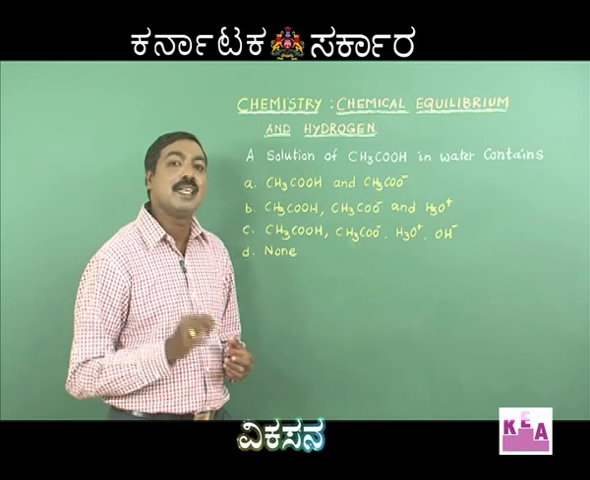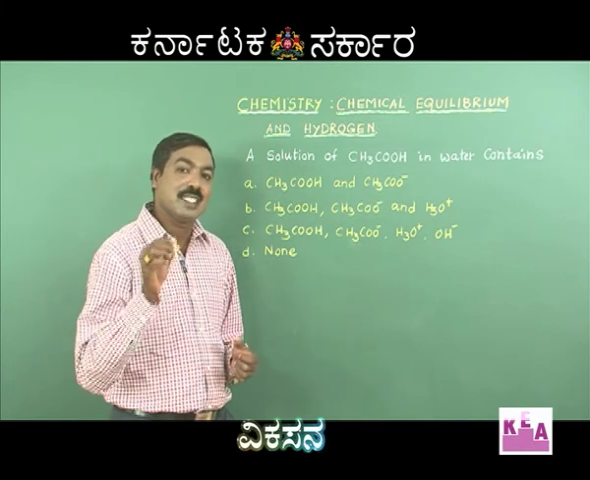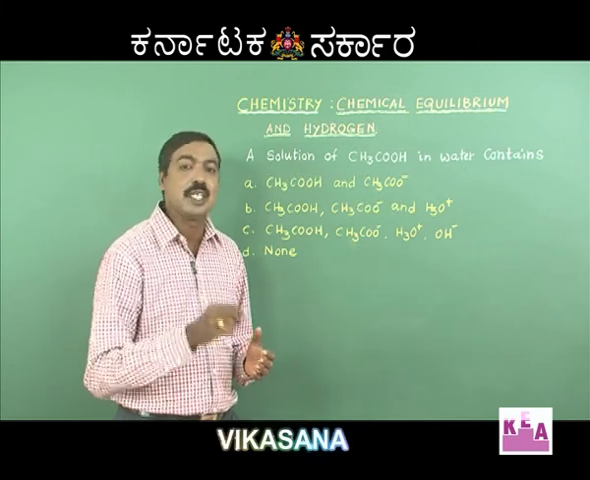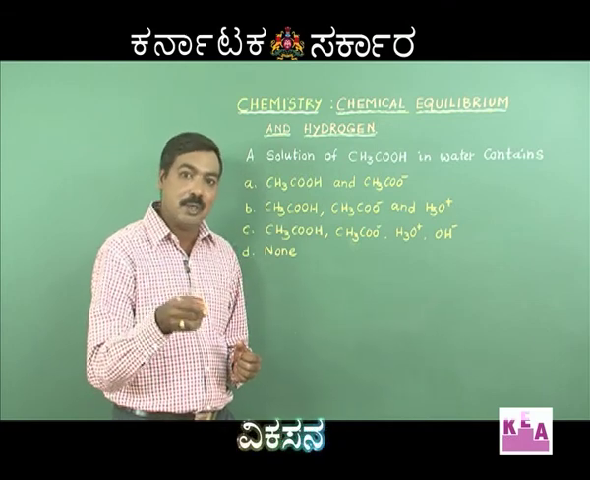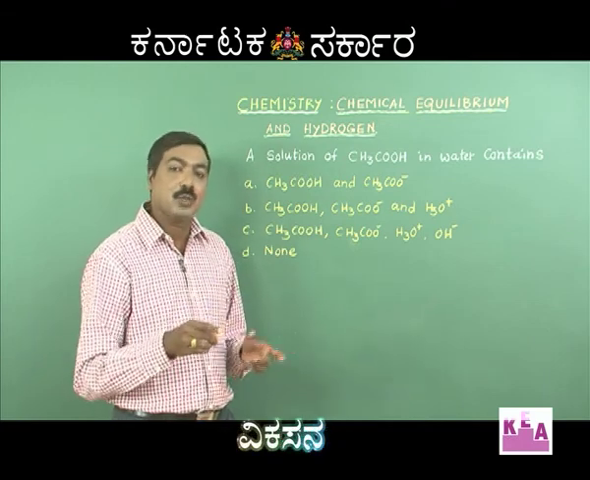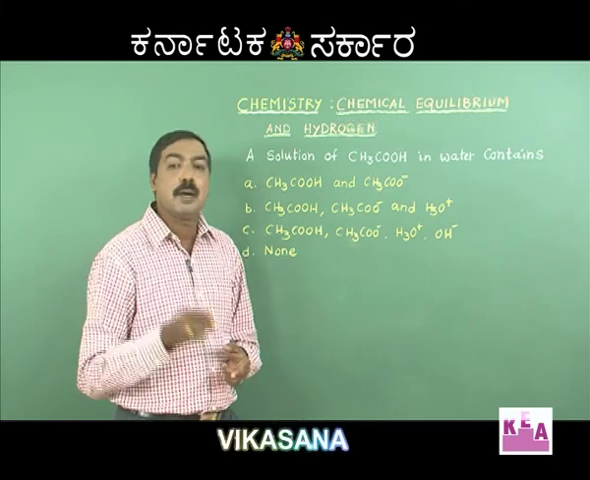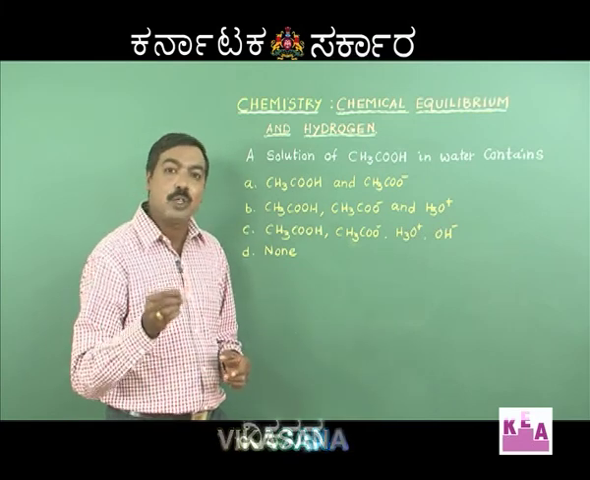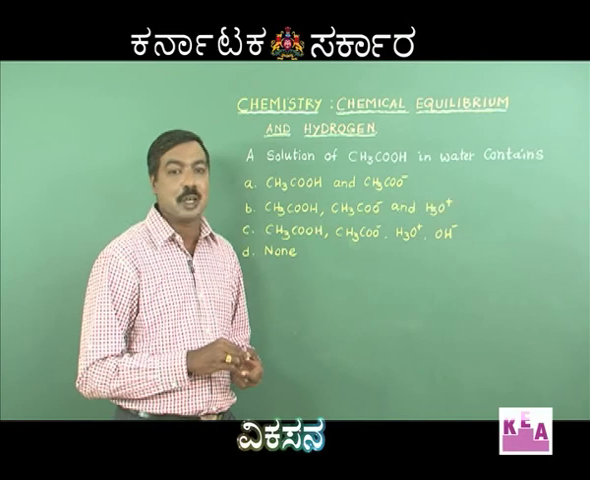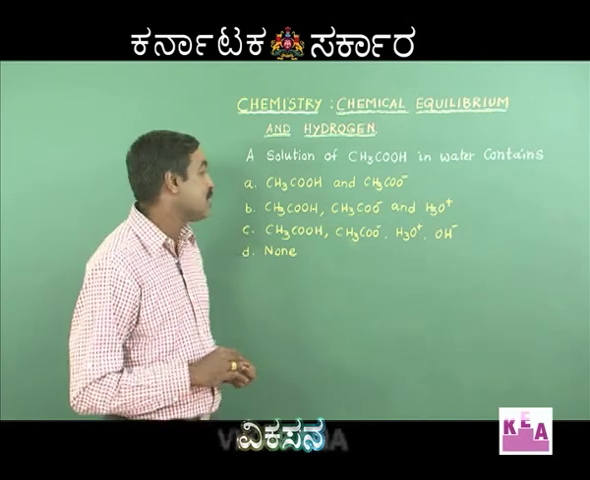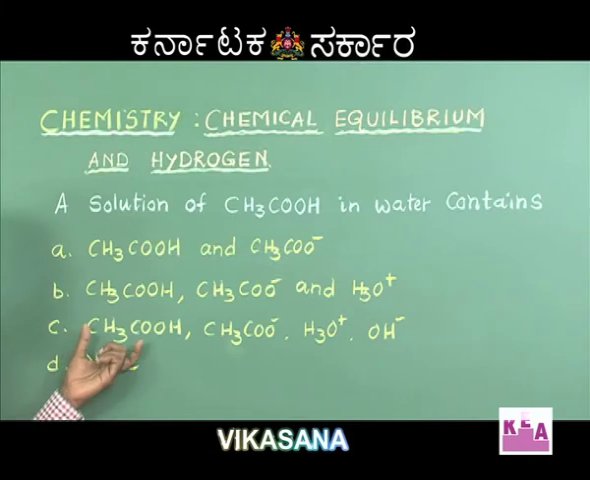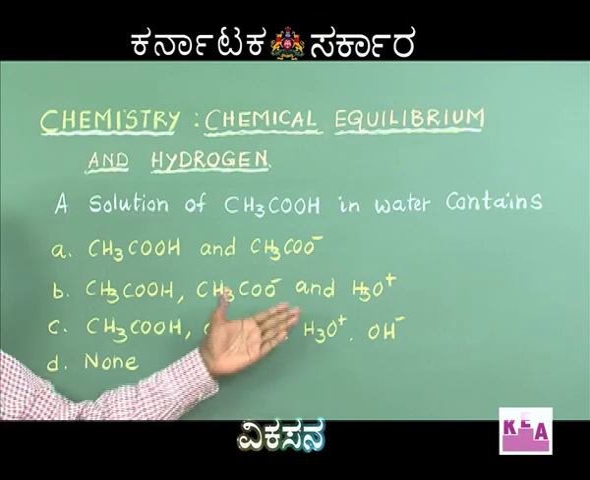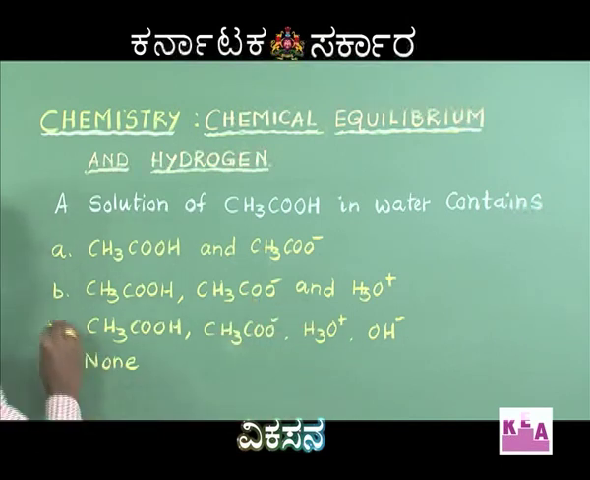Therefore, the right contents of the solution that contains acetic acid in aqueous media are acetic acid, which is undissociated, acetate ions which have been produced in water, H plus ions which have been produced because of the dissociation combining with the water molecules to form hydronium ion H3O plus, and also there is a presence of OH minus ion. Therefore, the right answer is option C: CH3COOH, CH3COO minus, H3O plus and OH minus. The right answer is option C.